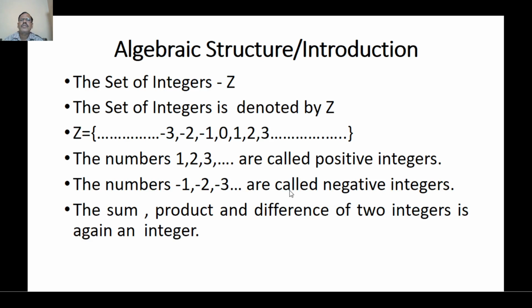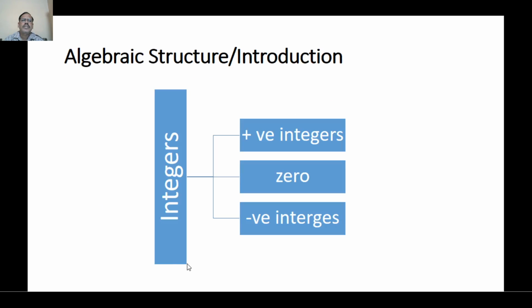Therefore it is an algebraic structure with binary operations sum, product as well as difference. So the set of all integers is denoted by Z. It consists of all these numbers, positive integers, negative integers and including 0. The sum, product and difference of two integers is again an integer. So these are some ideas about the integers. In the diagram, integers consist of positive integers, negative integers and 0.